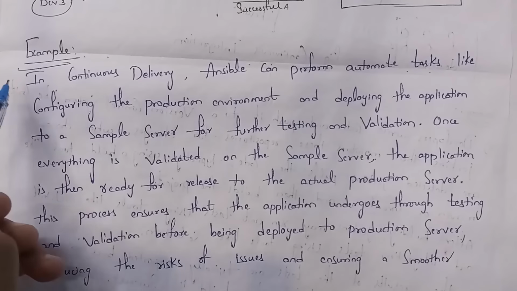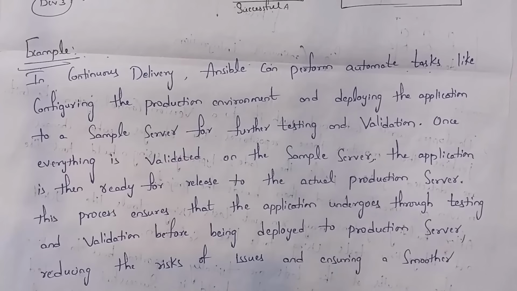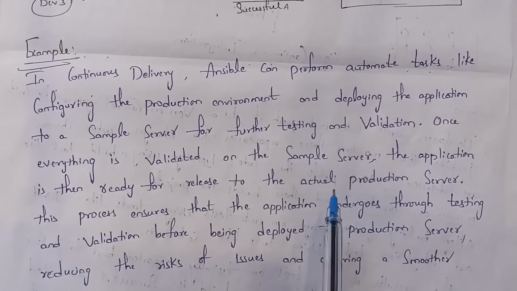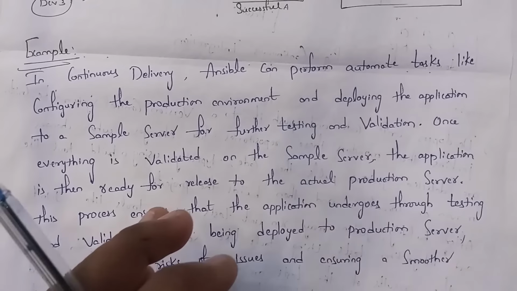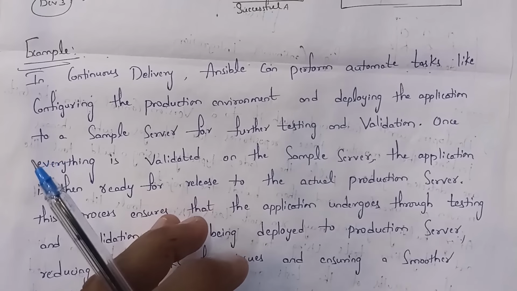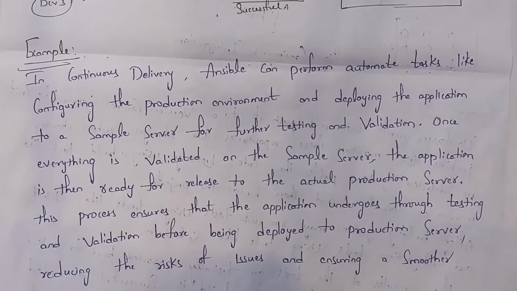So this is an example. In continuous delivery, Ansible will automatically configure the server based on our application. Once everything is validated on the sample server, the application is then ready for release to the actual production server. So if we perform this operation on the sample server, we will not face any problem on the production server. This is all about continuous delivery.